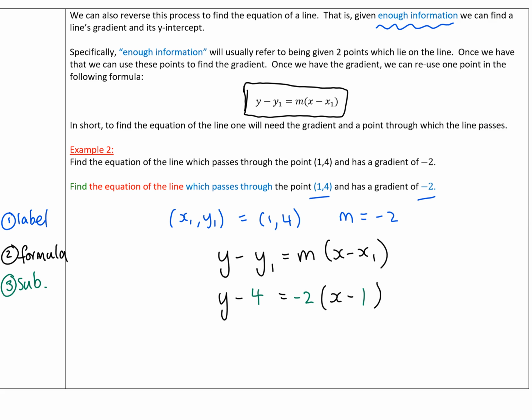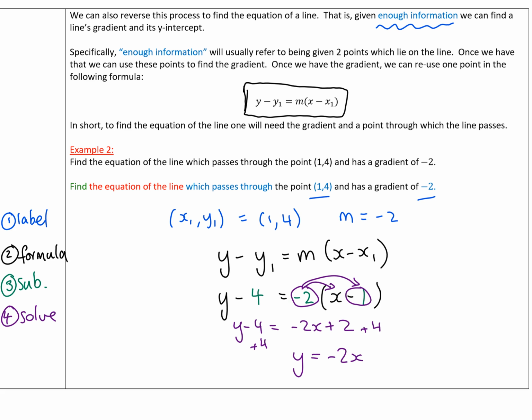Now remember that when we're looking for the equation of a straight line, we like to give it in the form y equals mx plus c. So our last step is just to solve for y on its own. First thing I could do, y minus 4 equals the expansion of these brackets. That is -2x plus 2, so -2 times -1. To get y on its own, I just need to add 4 to both sides. So y equals -2x plus 6.